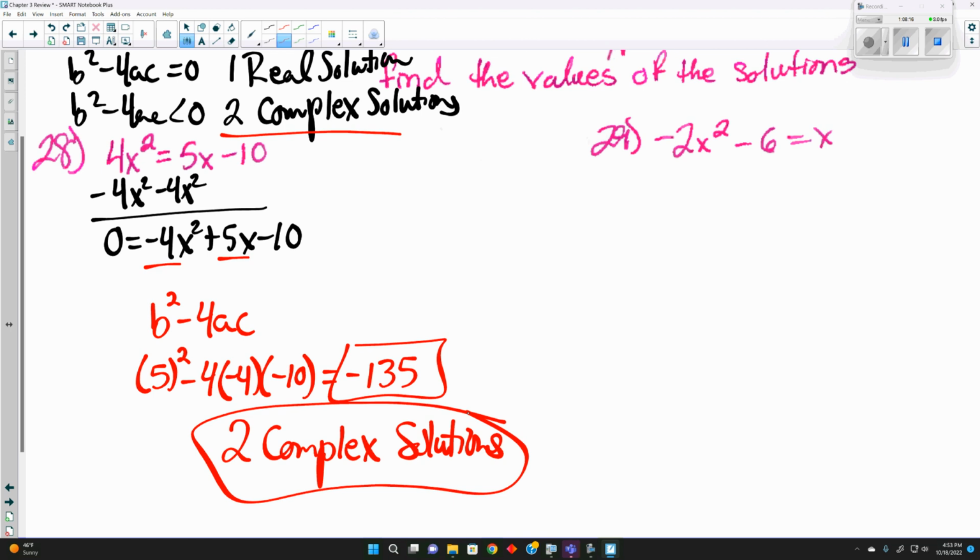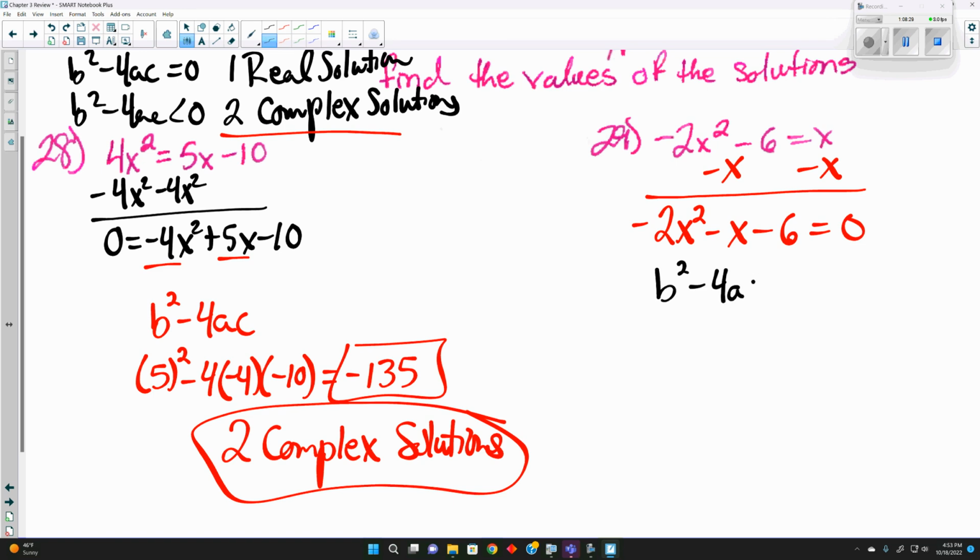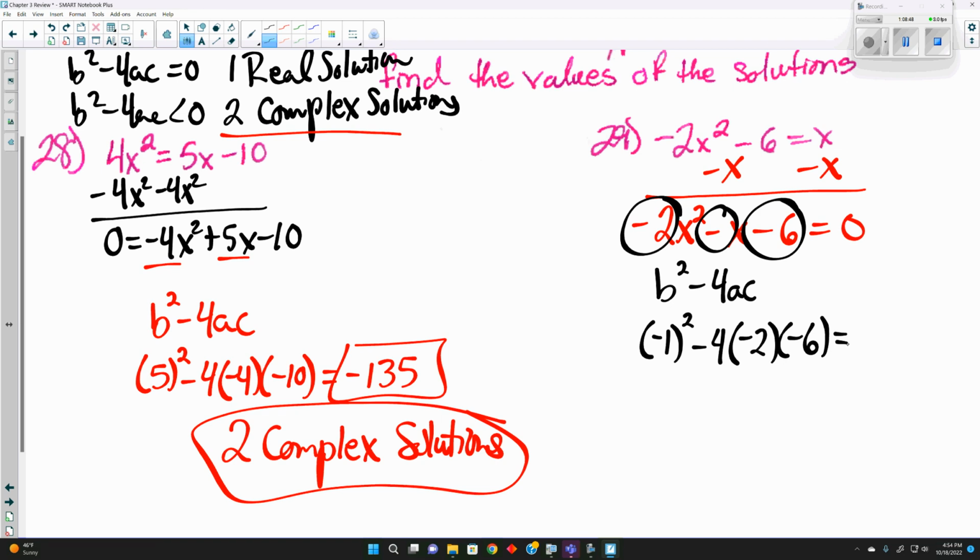All right, let's look at the next part. So number 29, we do need to get this equal to 0, so we would subtract x from both sides. Negative 2x squared minus x minus 6 is 0. And again, we're going off of our b squared minus 4ac. Now for us here, the value b is in front of our x. Now since there's not a number there, it's understood to be 1, or in this case, it would be negative 1. Now here, the value of a is in front of the x squared, so it would be negative 2. And the value of c is our constant term.